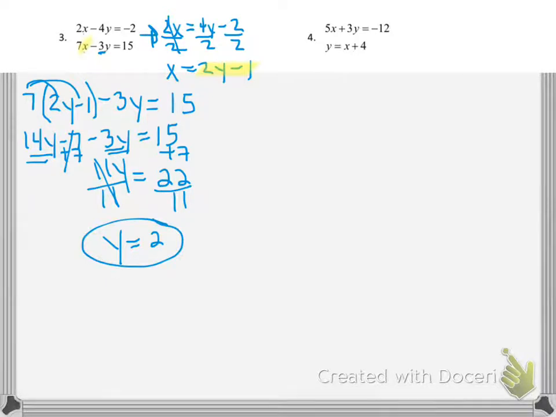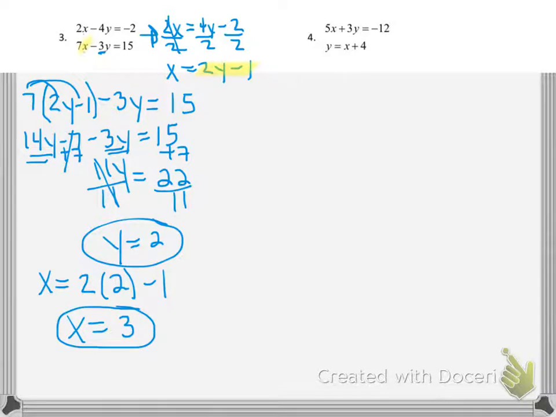I know I'm a broken record, but we are not done yet because I only have y. I need to also find what x is, right? I know x is 2 times y, which now I know y is 2, minus 1. So that's 4 minus 1, 3. Again, make sure to check your solutions. Go ahead and try number 4.